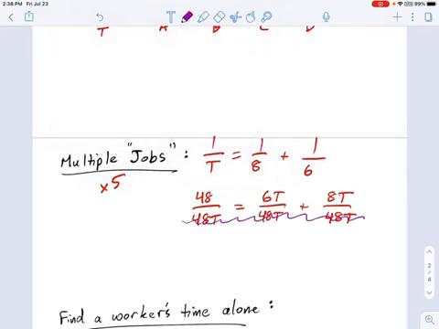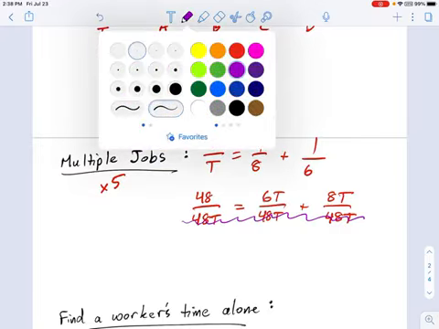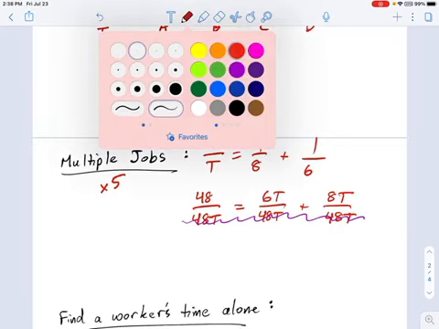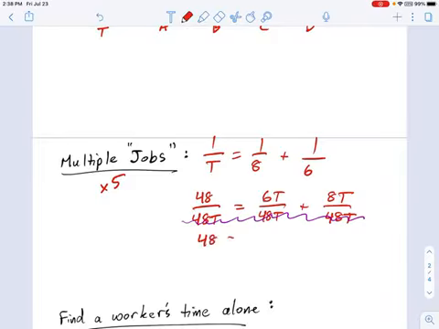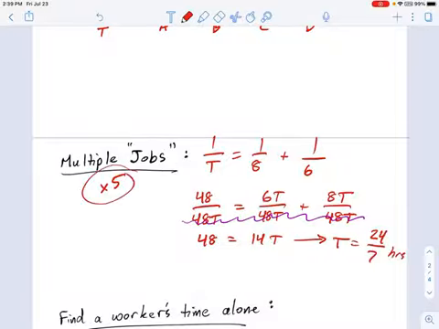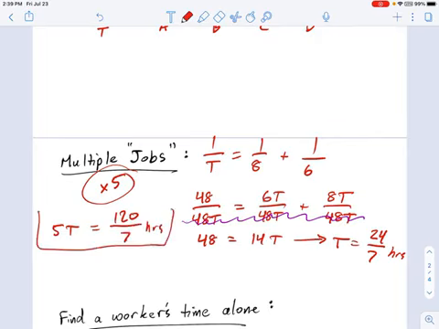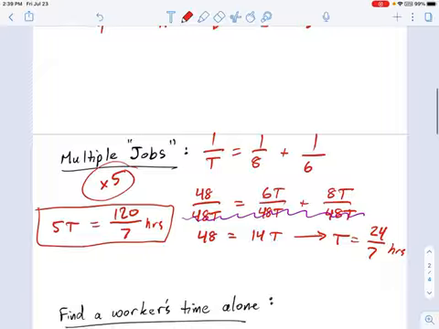Now we're going to cross out all those common denominators. Then we have our equation, which is 48 equals 6 plus 8 is 14t. So that means t equals 48 over 14, which is 24 over 7. That's t. But if it's 5 jobs, then the time required is 5t, so that's going to be 120 over 7. So that's how we do multiple jobs. You just multiply it by however many jobs there are.